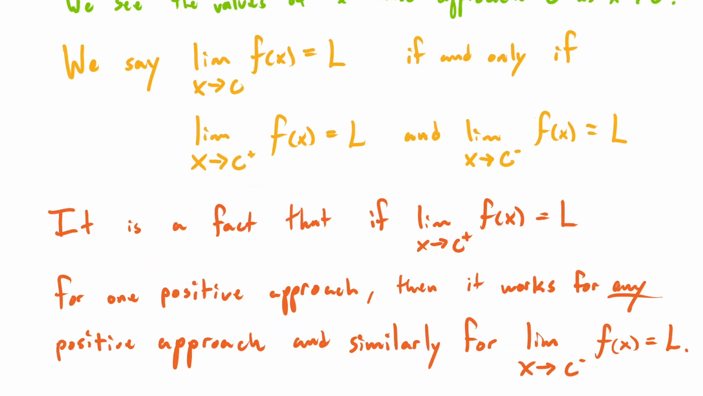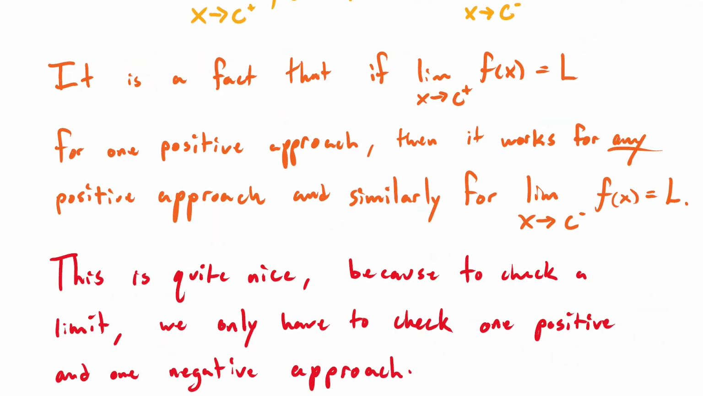Now, there's an interesting fact that if a positive approach gives us a certain limit L, then that's going to work for any positive approach, and similar for the left limits. We're not going to prove that here in this class, but I invite you to contemplate why it might be true. And it's a very nice fact, because that means when we want to check a limit, we really only have to check one positive approach and one negative approach.